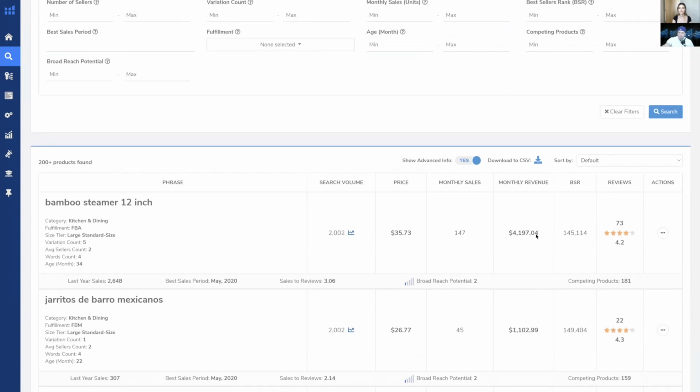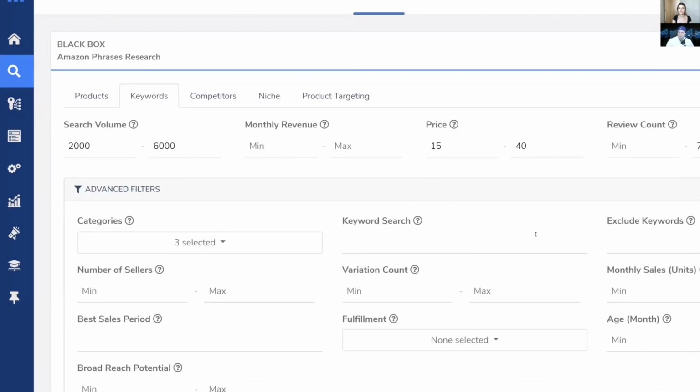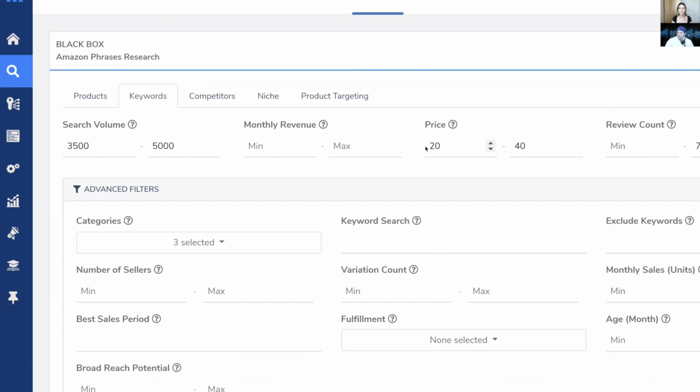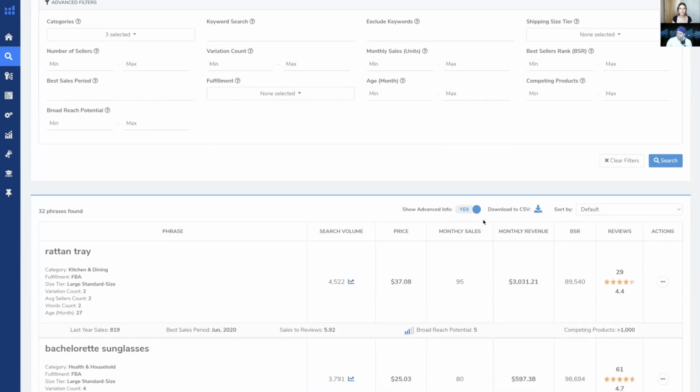All right. So now I know I need to go a little bit narrower with my search. Let's maybe go 3,500 to 5,000 on the search volume. Maybe a little bit narrower on the price. Let's see if that takes us there. All right, there we go. Look at this.